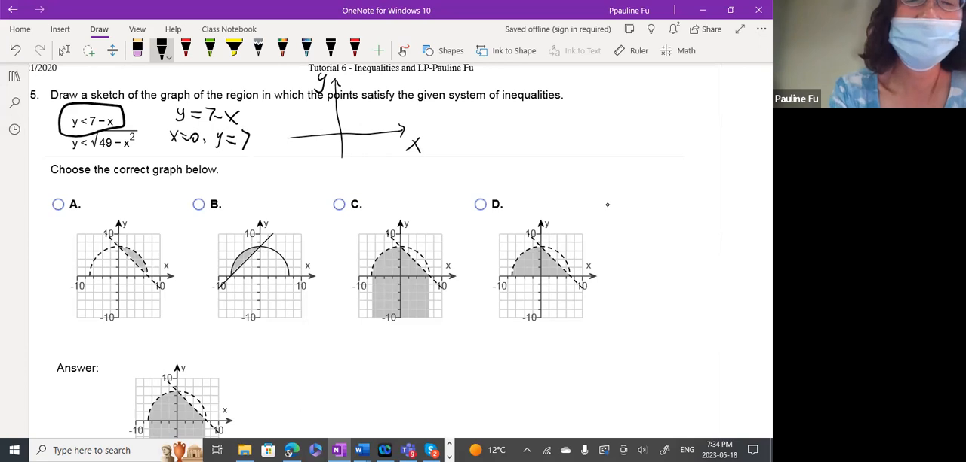So you identify when x equal to 0, y is 7. This point. And then when y is 0, what is x? When y is 0, x is 7. Thank you. 7. So here, 7. I found another point. Two points decide a straight line. These two points decide a straight line. And this straight line represents y equal to 7 minus x.